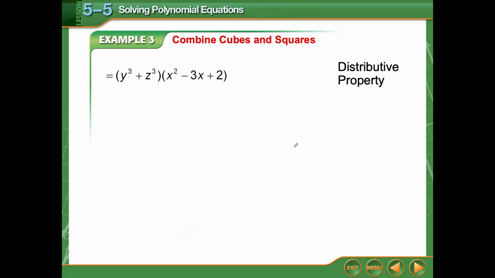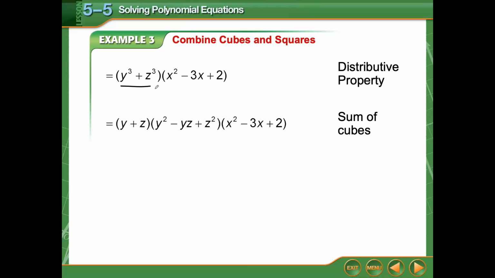So with that, our sets of parentheses did match. So we have y cubed plus z cubed times x squared minus 3x plus 2. So we have a lot going on here. Here we have a sum of two cubes. And here we have a trinomial we can go ahead and factor.